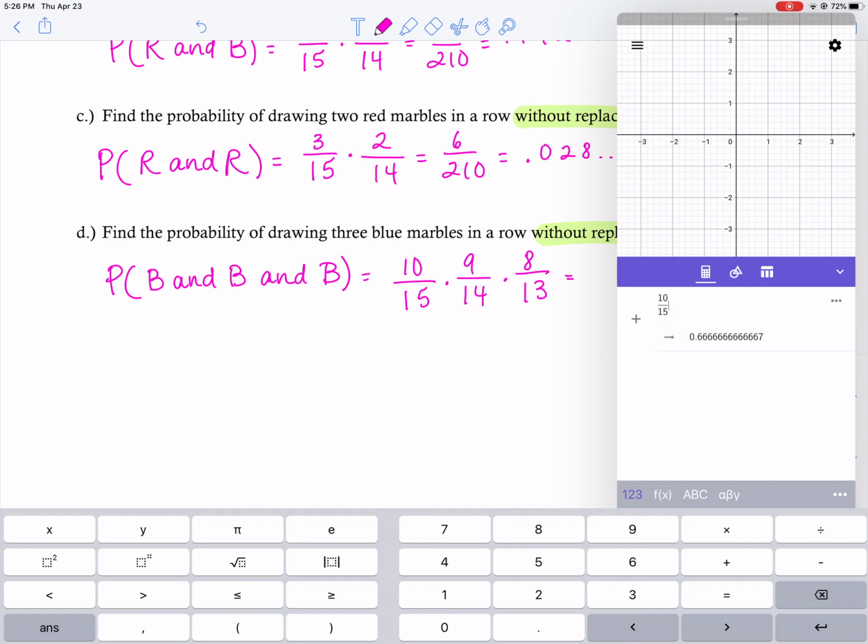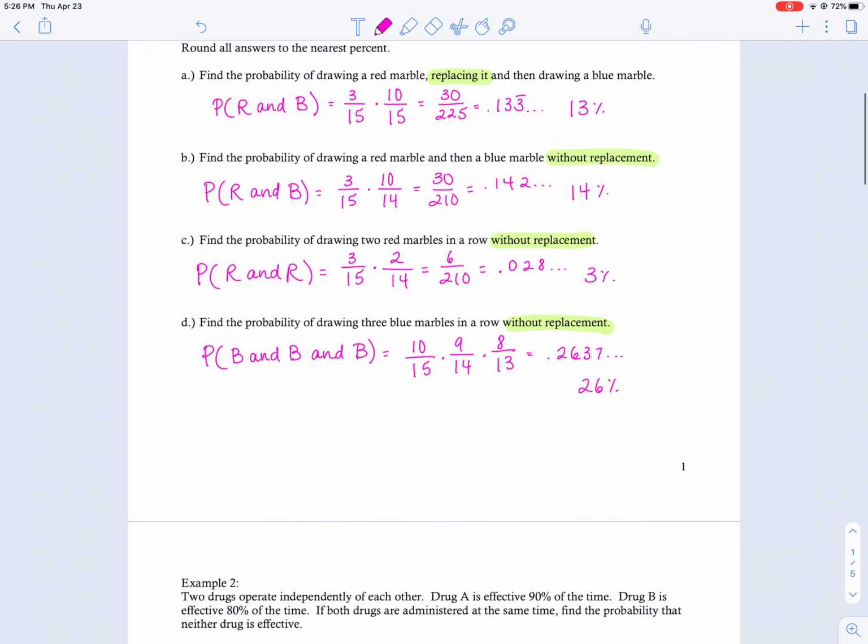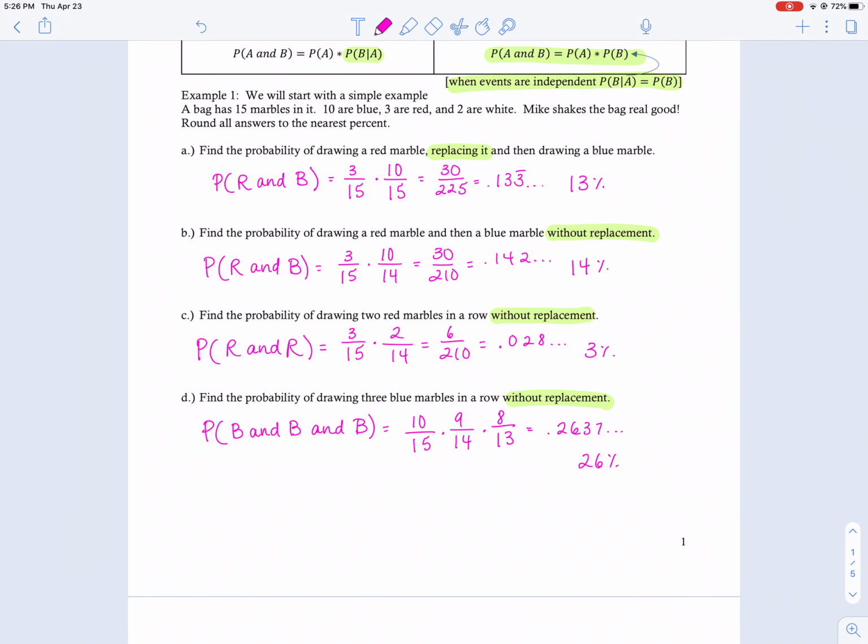Ten over 15 times 9/14 times 8/13. Okay, so they give you 24 over 91, or 0.2637. I'll go with that. 0.2637, which is, to the nearest percent, 26%. Okay, so those were, again, starting out simple, pulling and doing basic probabilities with and without replacing.